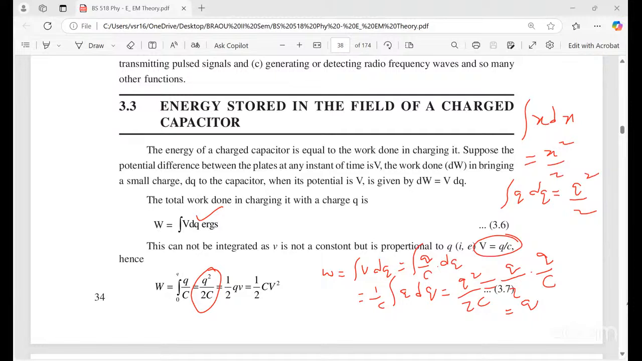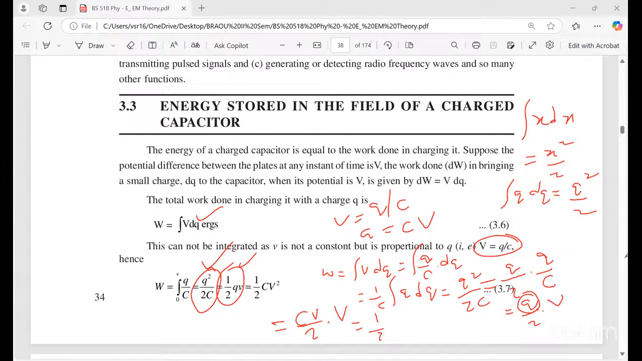That is Q by 2 into V. Why? Because here V equals to Q by C. So this is the equation. How did you get it? Or else, what is Q? Q equals to CV. Substitute here. That equals to CV by 2 into V. That is CV squared by 2. Is it clear?